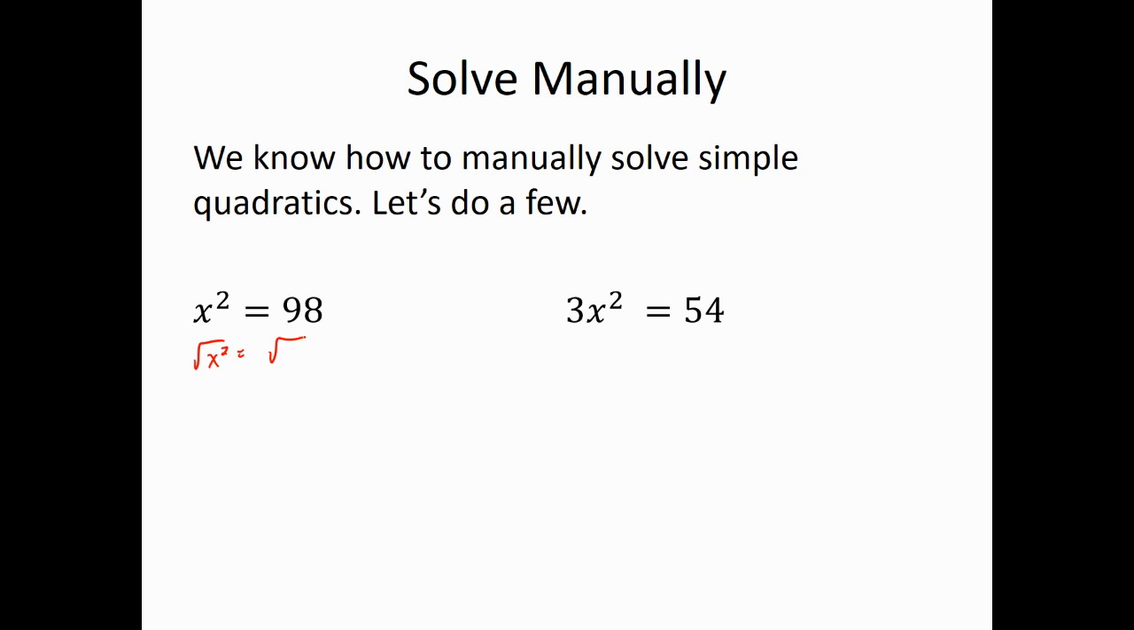So I would get the square root of x squared is equal to the square root of 98. You know that the square root of x squared is not simply x. It's the absolute value of x. So the absolute value of x is equal to the square root of 98, and so on.